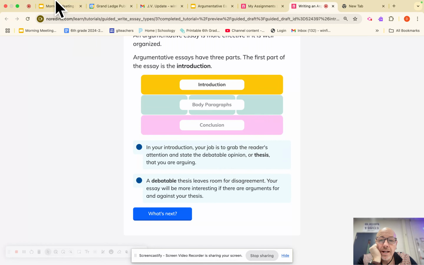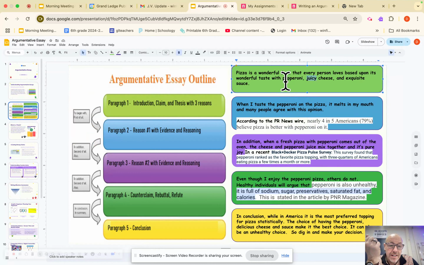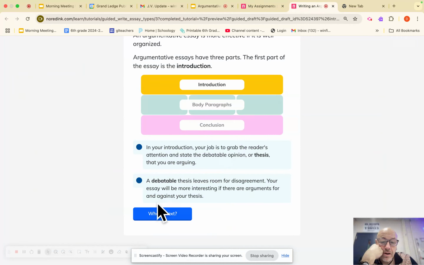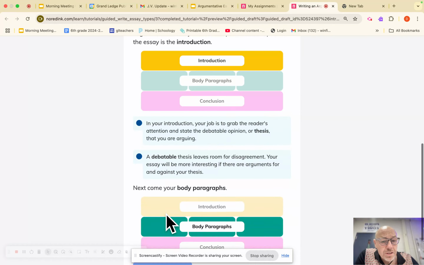Now remember, as I said over here, my thesis is a sentence with my opinion and 3 different reasons. In this case, I did wonderful taste of pepperoni, juicy cheese, and exquisite sauce. Going back to my argumentative essay, notice how it's just giving me all the directions and more details.